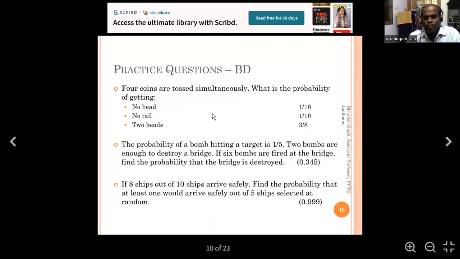Next we have some practice questions in this binomial distribution. You just have to go through this example.